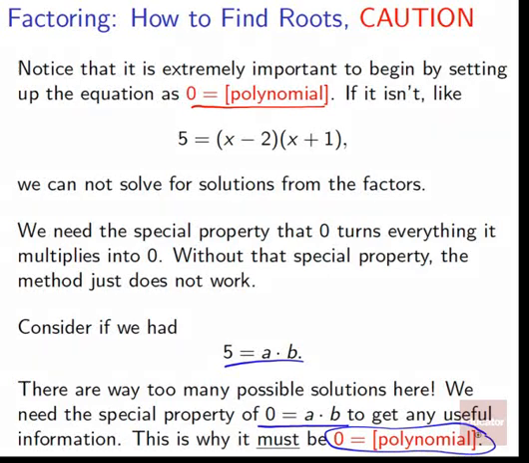If you don't set it up that way before you try to factor it, before you try the other steps, you're just not going to be able to get the answer, because we need that special property that 0 has when it multiplies other things. 0 multiplying something automatically turns it to 0. If we don't have that special property, things just won't work.